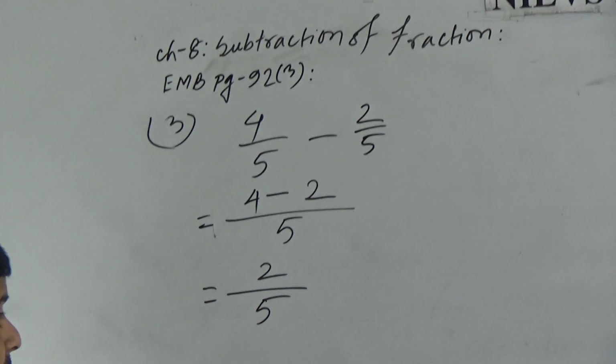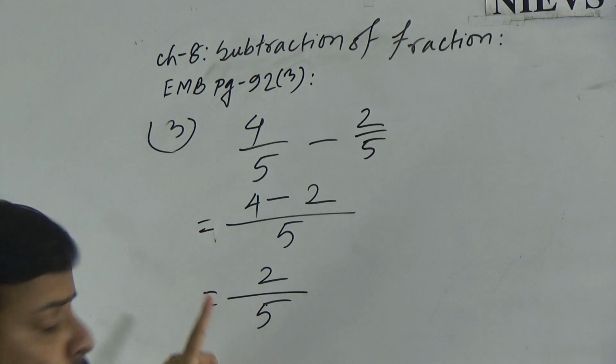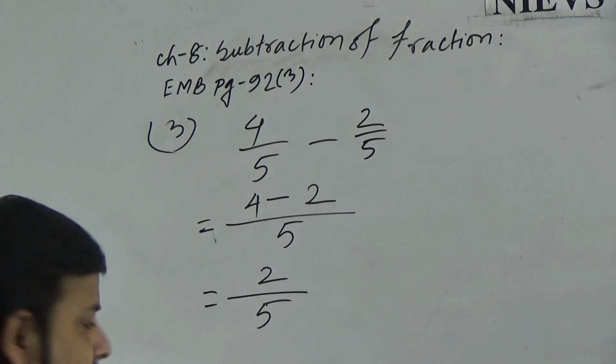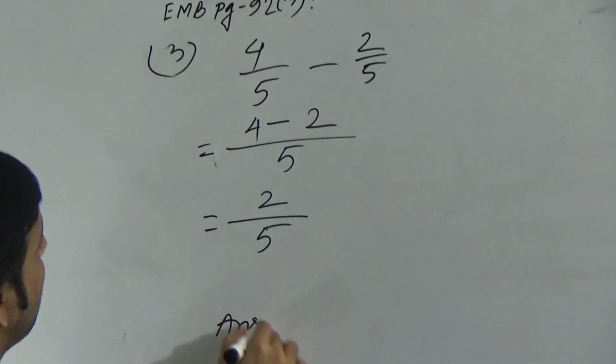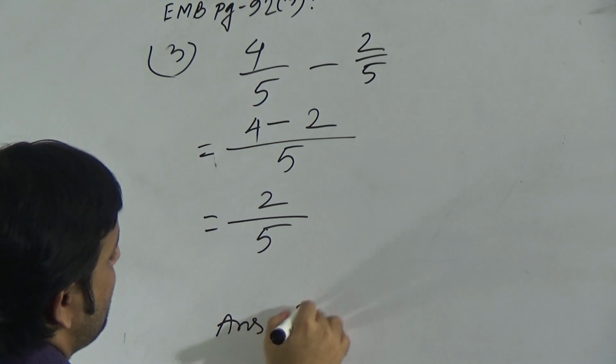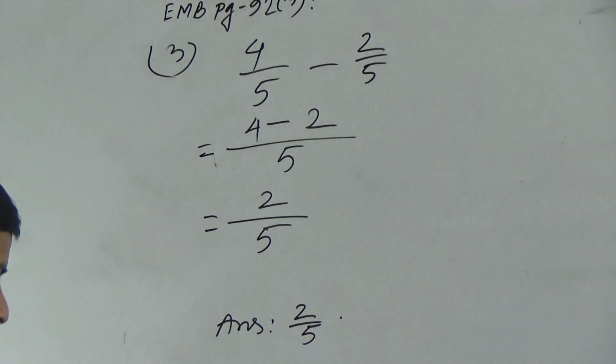Okay, dear students, I hope you have understood. We can't simplify this fraction, so this will be our required difference. So we can write the answer of question. First one is 2 by 5. Okay, dear students, now see the second question.